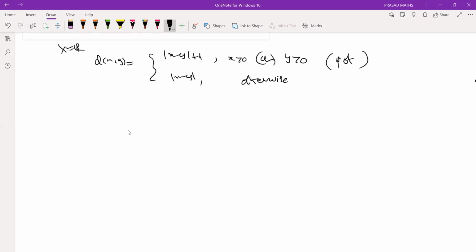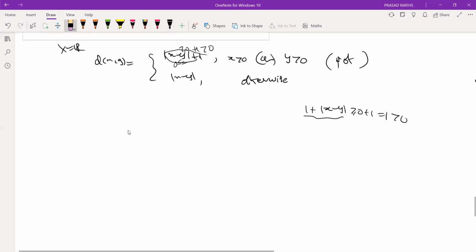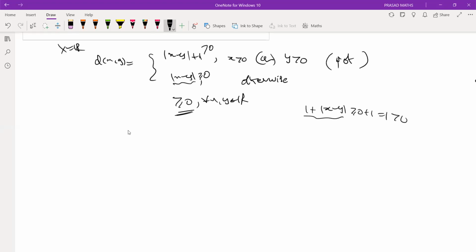Question is that, mod is always non-negative. Non-negative plus 1 is always positive. So this piece is always positive. This one is positive, and this other one is non-negative. So positive, non-negative. Therefore, the final argument is that d is non-negative for all x comma y belonging to R. Therefore, the first condition is true, because this is positive and this is non-negative. Is it clear, the first step?